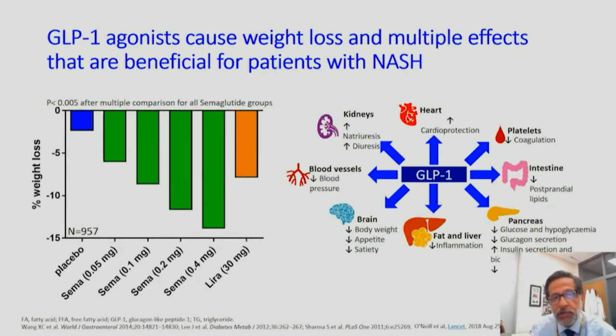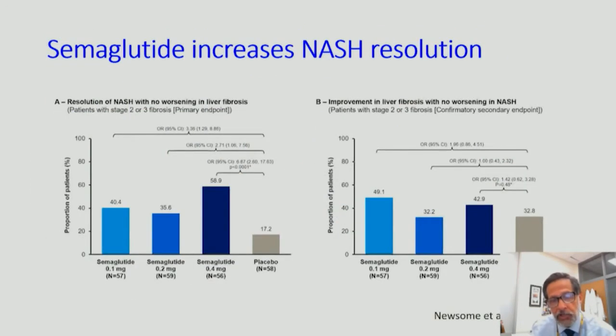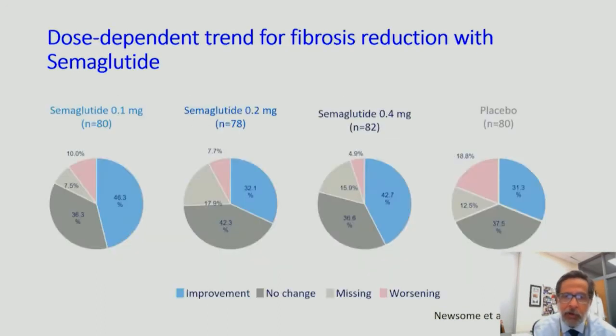And so this has now been studied also in NASH. And here are the data from the phase 2b trial. And in this trial, what we showed is that up to 59% of patients getting semaglutide 0.4 milligrams had resolution of steatohepatitis without worsening of fibrosis. This did not, however, translate into a clear-cut signal for fibrosis resolution or fibrosis regression, as shown on the right. But that doesn't mean the drug did not work.